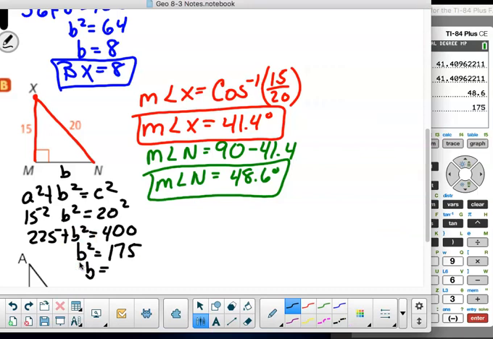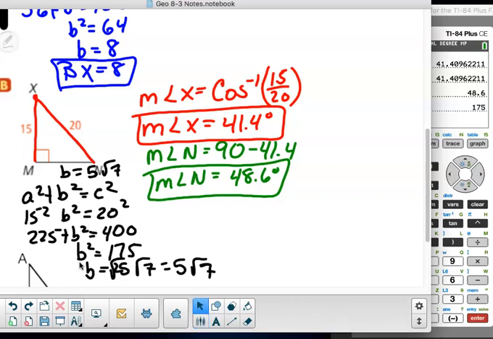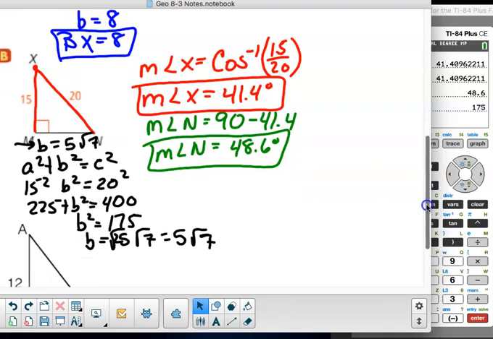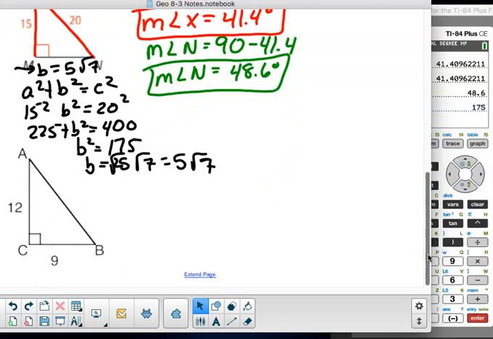So b is equal to, that's 25 times 7, so I'll do it this way, square root of 25 and 7, and that equals 5 square root of 7. So b is 5 square root of 7. That's my measure of that side. So all this stuff I can find, this is pretty cool. We got our side length, we got angles that we didn't have before because we know stuff about right triangles. Our last one is for you to do. Find the missing pieces.